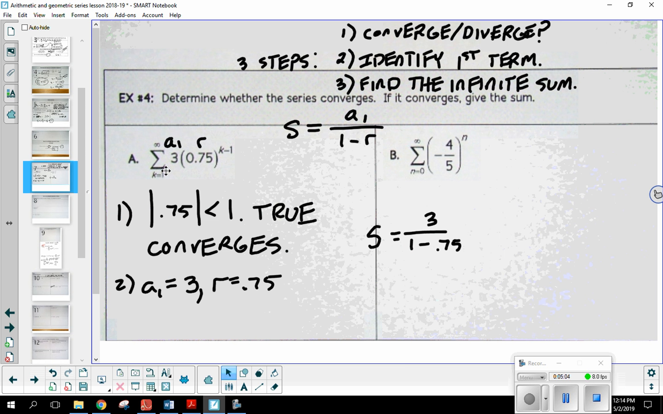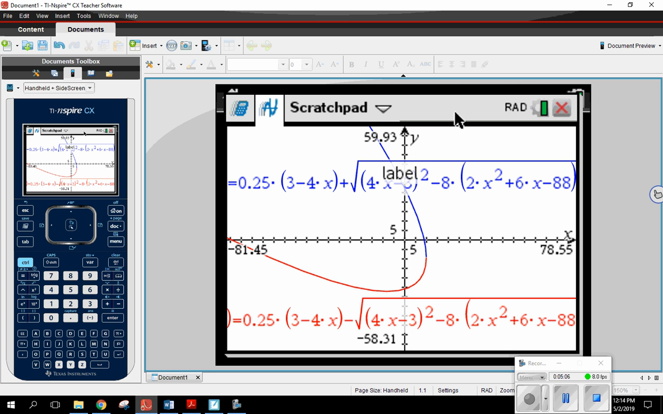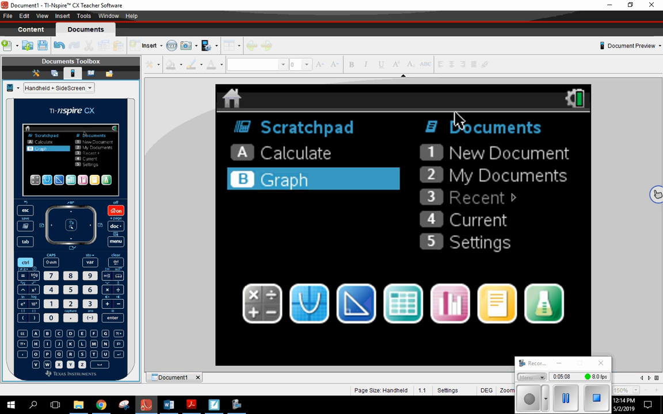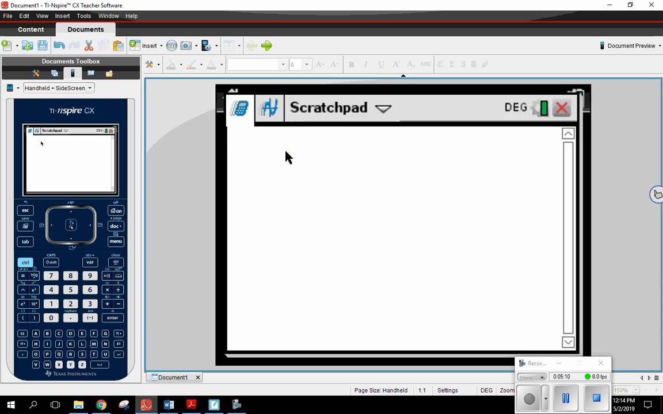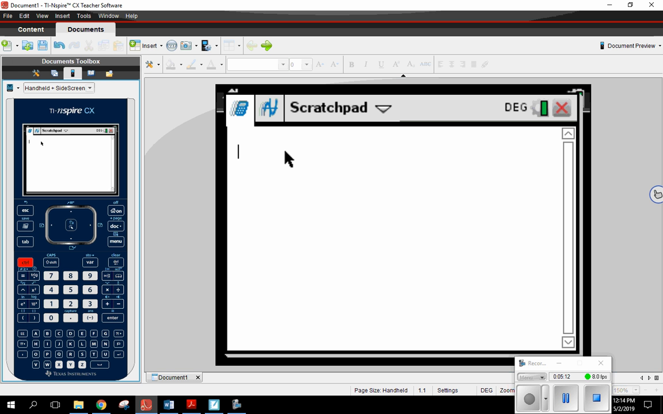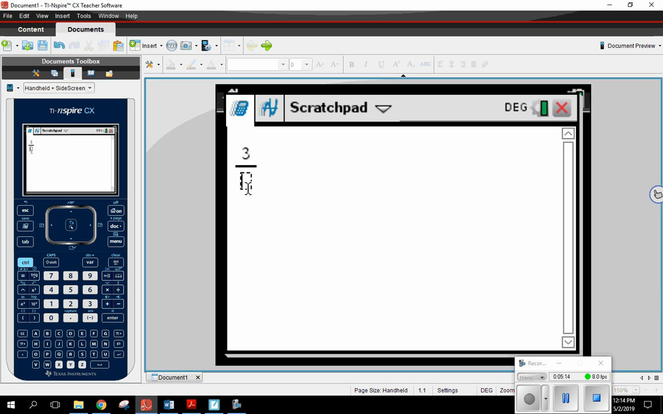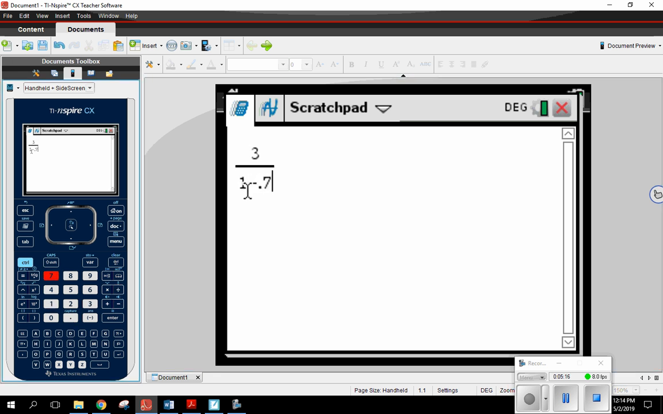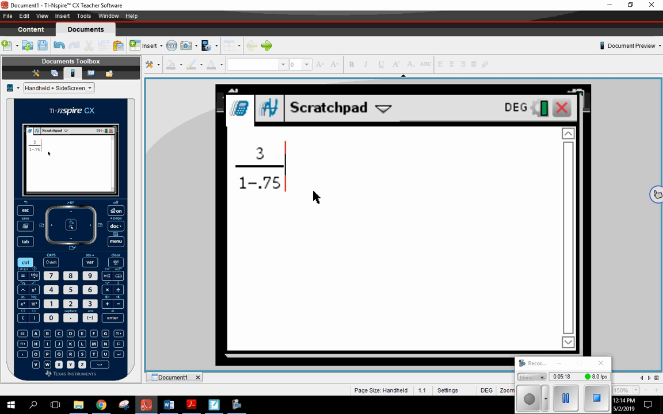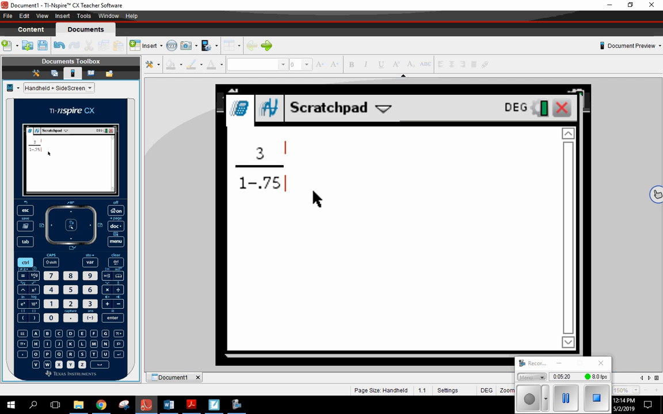Now let's plug it into the calculator and see what we got. That is a rotated conic, so you guys don't need that. That is something for IS. So control divide, we got 3 over 1 minus 0.75. It looks like the infinite sum is 12. And that's it. That's all there is to it.